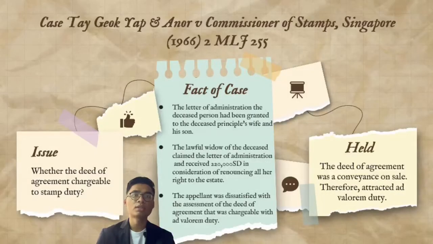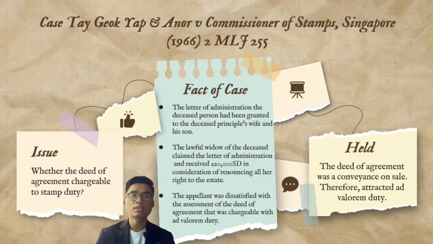The second case is about Tay Gyok Yap and Anor versus Commissioner of Stamps Singapore 1966. On the death of the deceased person, the letter of administration had been granted to the deceased principal's wife and his son. Subsequently, a claim was made by the deceased's lawful widow, and the High Court found that she was the lawful widow of the deceased and ordered the letter of administration to be granted to her and the other widow and her son. After that, the parties entered into a deed of agreement where the lawful widow received 220,000 Singapore dollars in consideration of renouncing all her right to the estate.